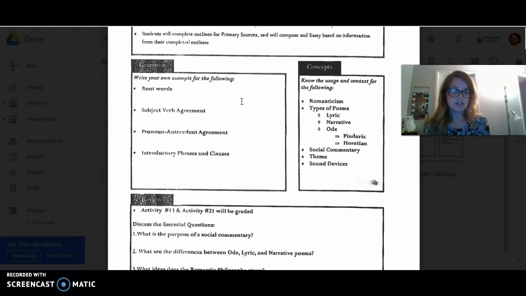Theme, that's a lesson learned. It's not a motif, so it's not one word. It's not a cliche. Sound devices. So sound devices are like alliteration, consonance, assonance, things like that.